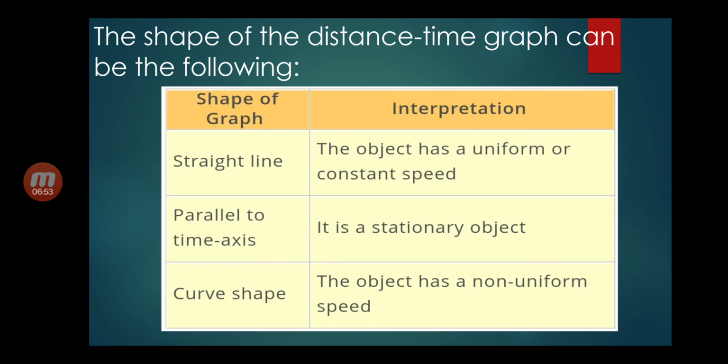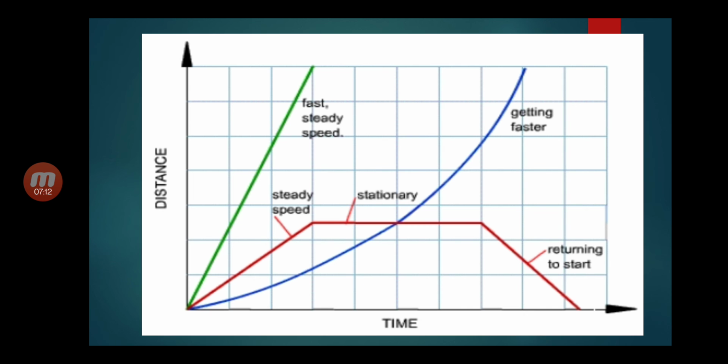The shape of the distance time graph can be the following. Straight line, the object has a uniform or a constant speed. Parallel to time axis, it is a stationary object. Curve shape, the object has a non-uniform speed.